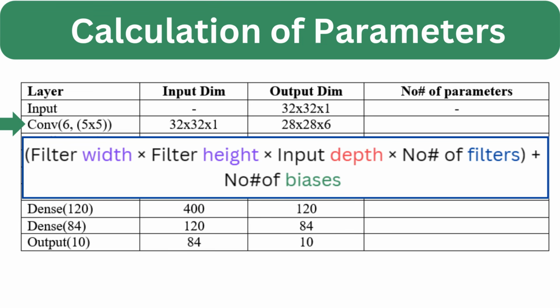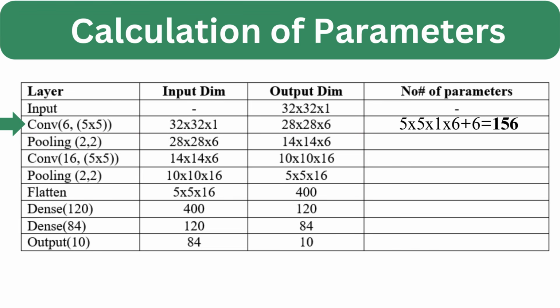The filter width is 5, filter height is 5, 5 cross 5 times the input depth is 1, because the input that is coming to this layer is 32 cross 32 cross 1. So the depth is 1. Multiply by number of filters, which is 6, plus the number of biases, which is 6 as well. So here is the output: 5 cross 5 cross 1 cross 6 plus 6 is equal to 156. So the first layer would have 156 trainable parameters.